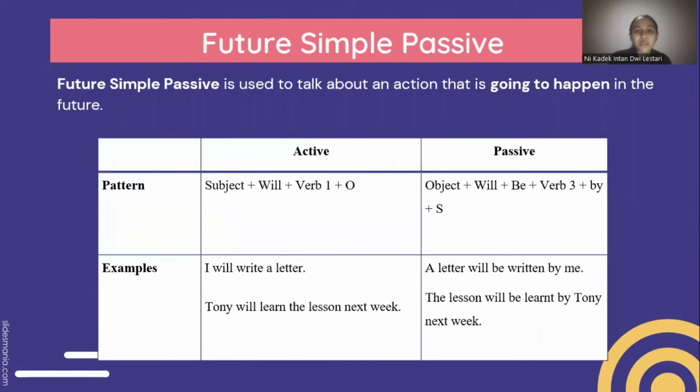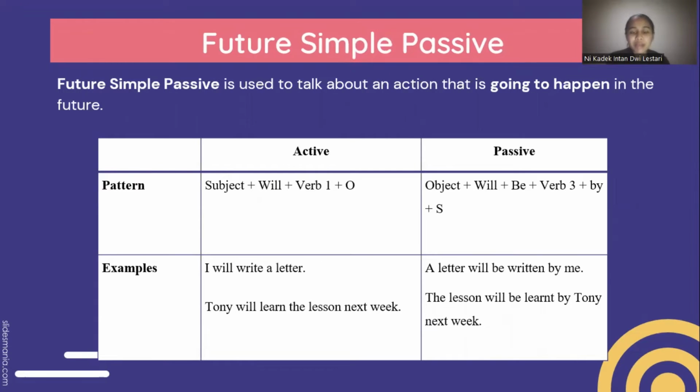And then future simple passive. Future simple passive is used to talk about an action that is going to happen in the future. There are patterns here. The first one is for active voice. The pattern is subject plus will plus verb 1 plus object. And for the passive, object plus will plus be plus verb 3 plus by plus subject.